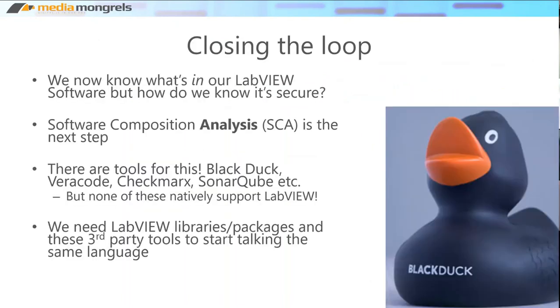Cool. So, closing the loop then. Now we've figured out what's in our software. We've got our fancy schmancy software bill of materials. But how do we know what's listed in there is secure and safe to use? This is where the step called software composition analysis comes in. It's the next step, where we analyze that software bill of materials and identify any vulnerabilities that may be present in them.